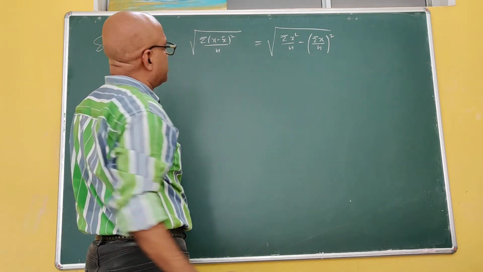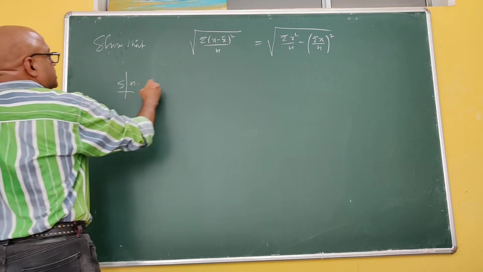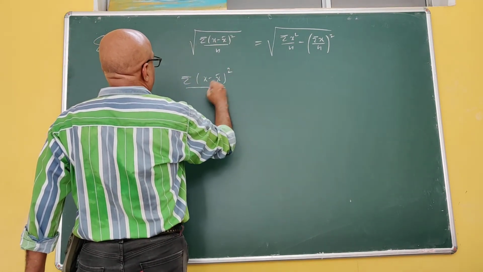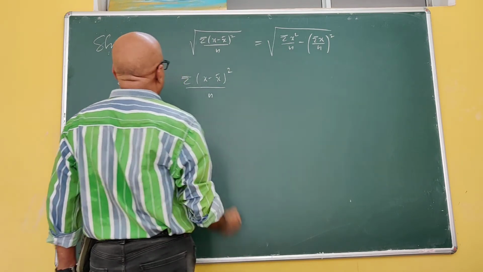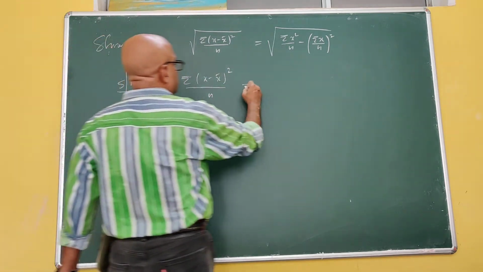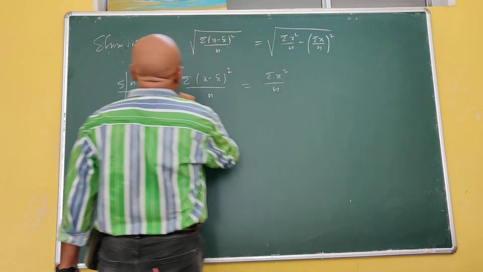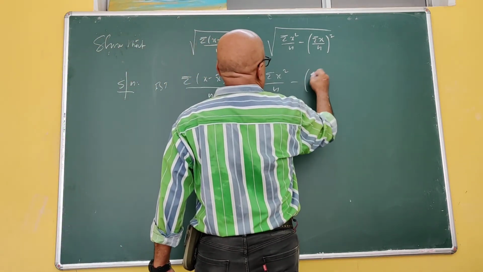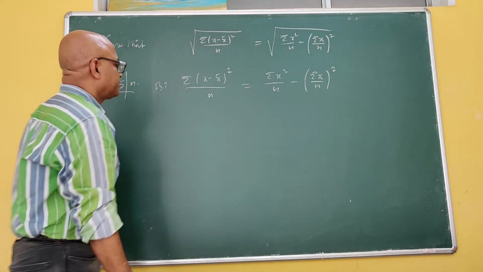Those two expressions are the same, and so the solution is quite simple. It is enough to show that summation (x minus x bar) square divided by n is the same as summation x square by n minus x bar square. So to show that, you want to show this.